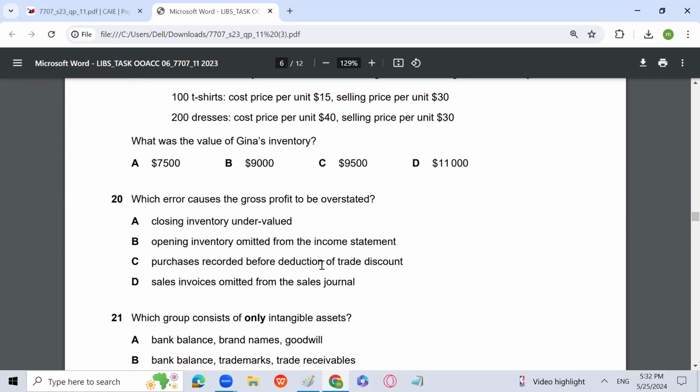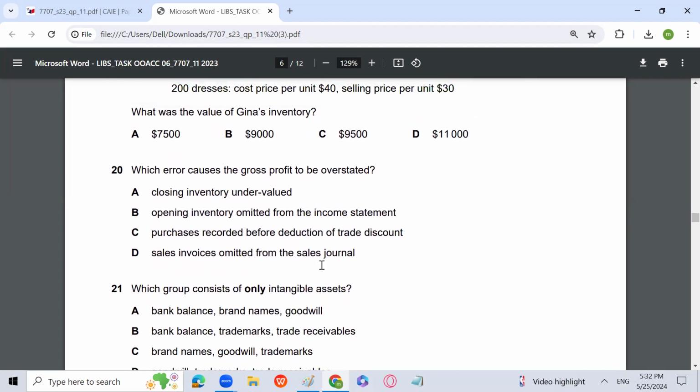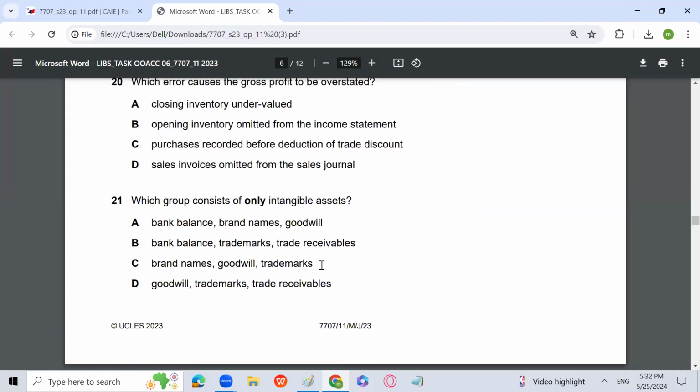Next. Sir, why are the other options C and D not the answer? They are not saying that it is recorded in the income statement. That's fine. Which group consists of only intangible assets?